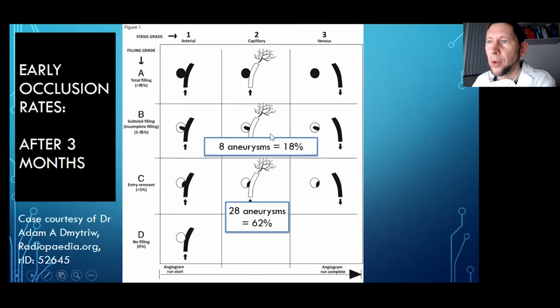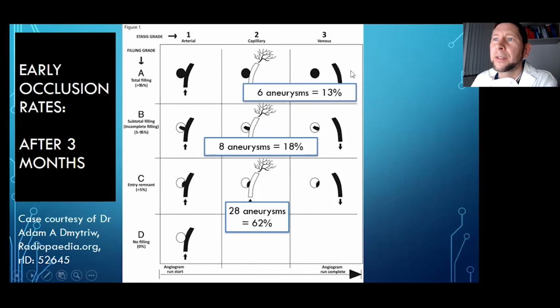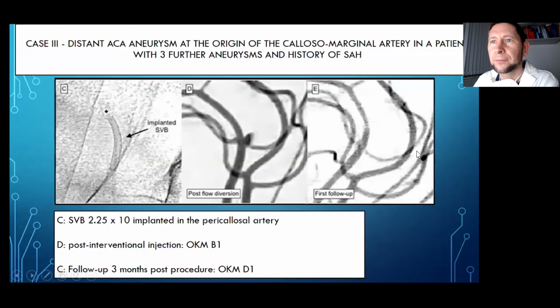8 aneurysms, or 18%, had significantly shrunken in size and delayed perfusion. We had 6 aneurysms that remained at the same size but had a delayed perfusion, and we had 3 aneurysms corresponding to 7%, which were unchanged after 3 months.